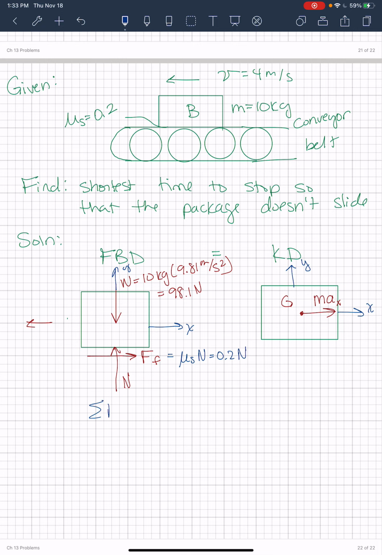We can sum the forces in the y direction, so that's from the left side, equals, and if we look at the diagram, we don't have any acceleration in the y direction, so it's just 0. The forces in the y direction are the weight going down, so negative 98.1 newtons, plus the normal force, and that's going to equal 0. So the normal force equals 98.1 newtons.